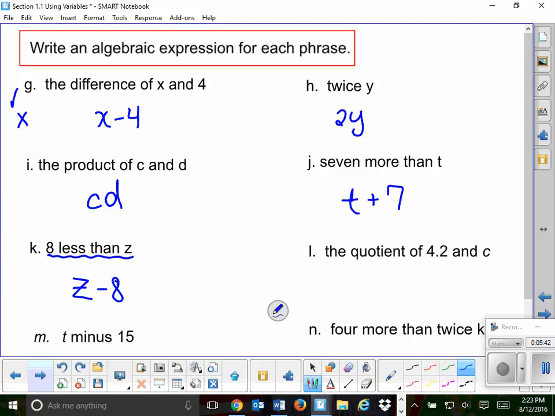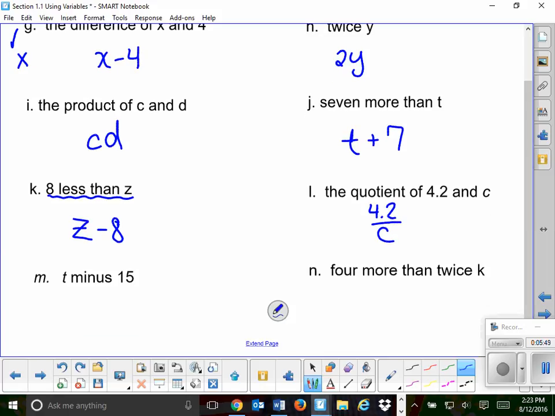The quotient of 4.2 and C, 4.2 divided by C, order matters. So if you wrote that backwards, C on the top, it is not correct. T minus 15 is here. And over here, 4 more than twice K. So if here is twice K, I want 4 more than that. You could have also written 4 plus 2K.